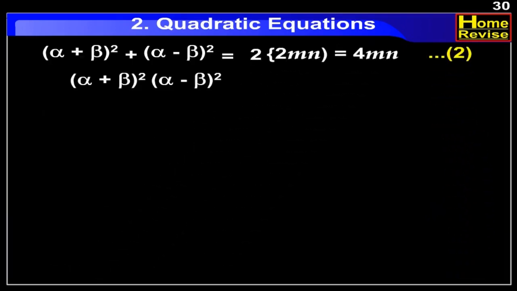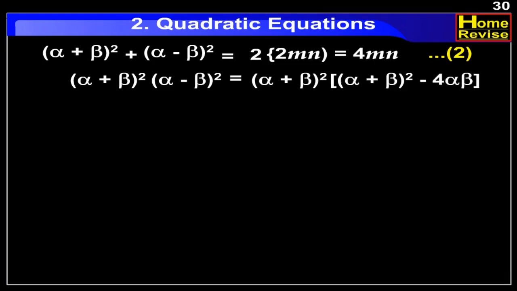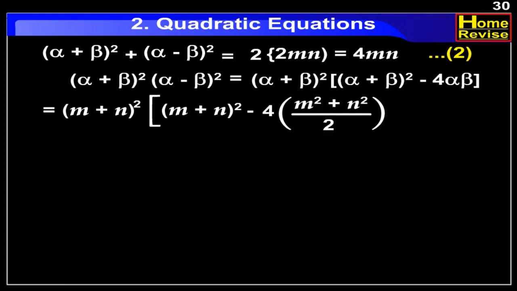Now alpha plus beta whole square into alpha minus beta whole square is equal to alpha plus beta whole square into (alpha plus beta whole square minus 4 alpha beta). Once we put in the values, it would be (m plus n) whole square into ((m plus n) whole square minus 4 into (m square plus n square) upon 2).